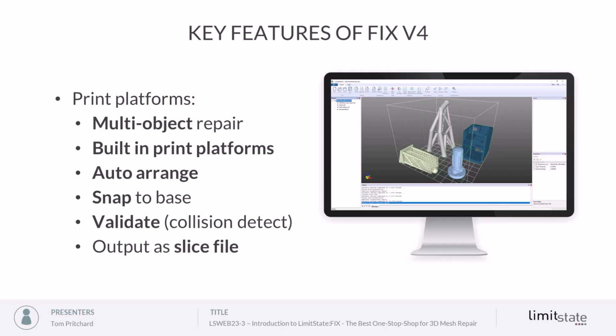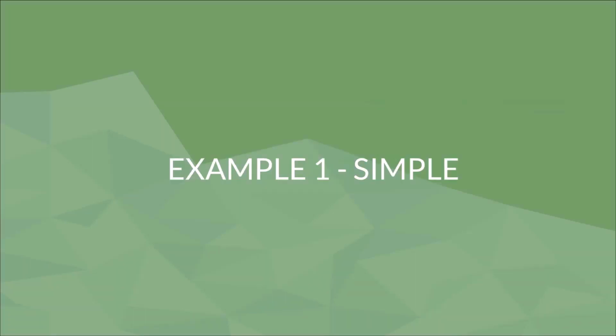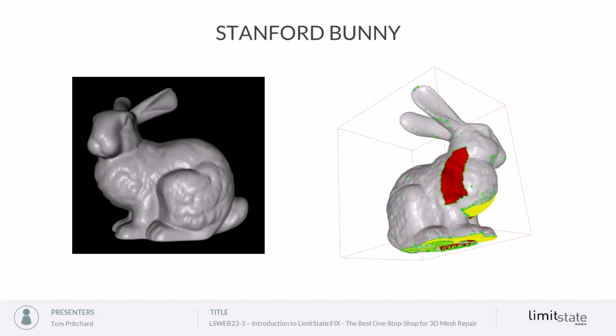But that's enough of the presentation. Probably the best thing to do is to jump into the software itself. And the first example that we're going to look at is quite a simple one, and it's the Stanford Bunny. The Stanford Bunny was a 3D mesh that was created from a scan in the mid-90s at Stanford University, hence the name, and it's probably one of the most well-known 3D mesh tests that is out there. What we've done here is we've taken that mesh, it's got about 70,000 faces, and we've just introduced a lot of errors in it in order to show how LimitState Fix works.